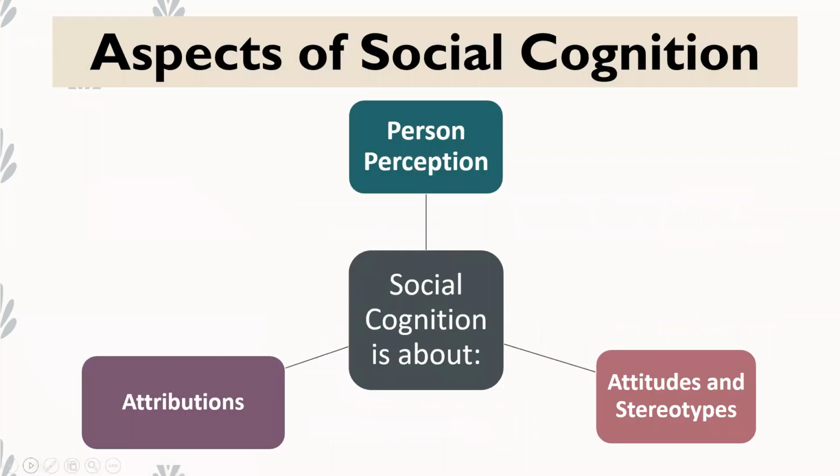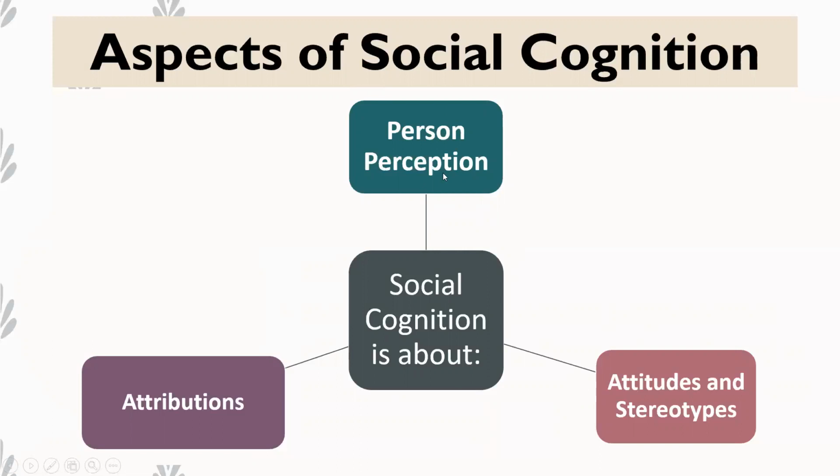Okay, in the next one, we're looking at aspects of social cognition. So like I said before, social cognition is all about how we make social judgments. And so this idea of social judgments kind of lends itself to three main concepts. And this will be the rest of the focus of chapter 9, okay? We're only going through one of them today, which is person perception.